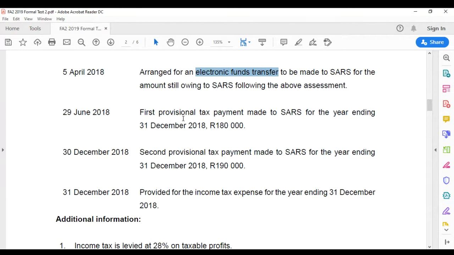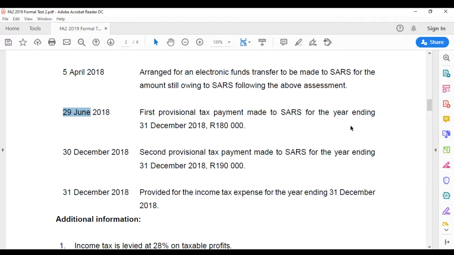So here they've made a provisional tax payment to the South African Revenue Service for the year ending. You see, ending, not ended, ending. For the year ending. We are not there yet. We are now only at the 29th of June. So we're just about halfway through the year. The year hasn't ended yet.